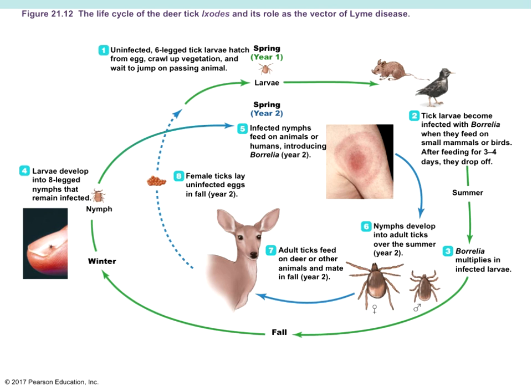The next thing that we have is that the male ticks will feed on a deer and mate in the fall of the second year. The female ticks lay uninfected eggs, and then we have the larva, and during this time, you can also have the infected tick biting a human. So for this life cycle, as I said before, it's really important to have an understanding of how their life cycle works, because it's important in how the transmission of the disease moves.